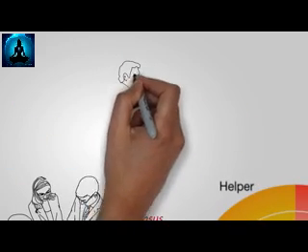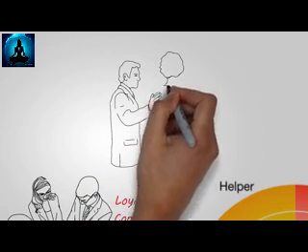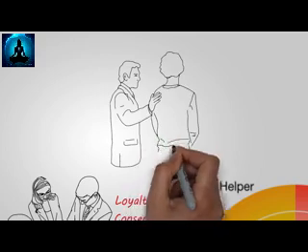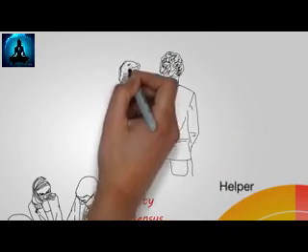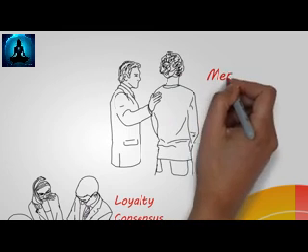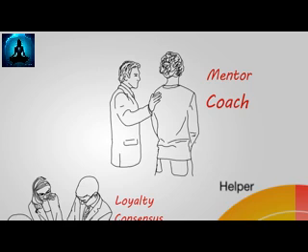Where the team player trait is looking at interactions in a group, the helper trait is measuring how well a candidate interacts on a one-on-one basis. Because they have a lot of empathy and caring, you need someone with this trait to act as a coach or mentor or counselor. And they take the time to get to know you as an individual.